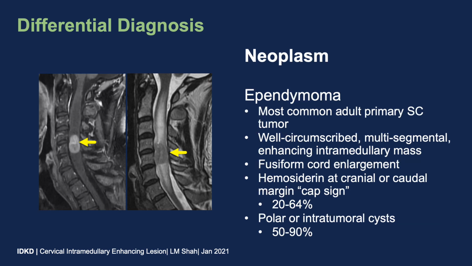When we see a space-occupying expansile lesion of the spinal cord, it is important to consider neoplasm. Ependymoma is the most common adult primary spinal cord tumor. They tend to be well circumscribed, multisegmental, with enhancement and fusiform cord enlargement. Look for the hemosiderin cap at the cranial or caudal ends, called the cap sign. This can be a very helpful diagnostic feature. These lesions are also associated with polar or intratumoral cysts.